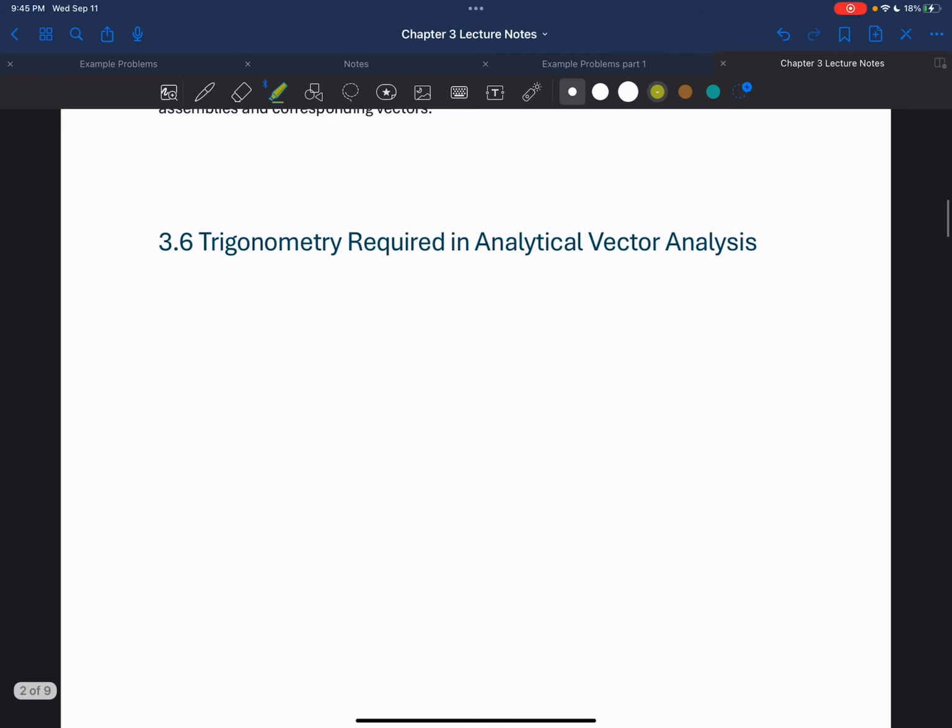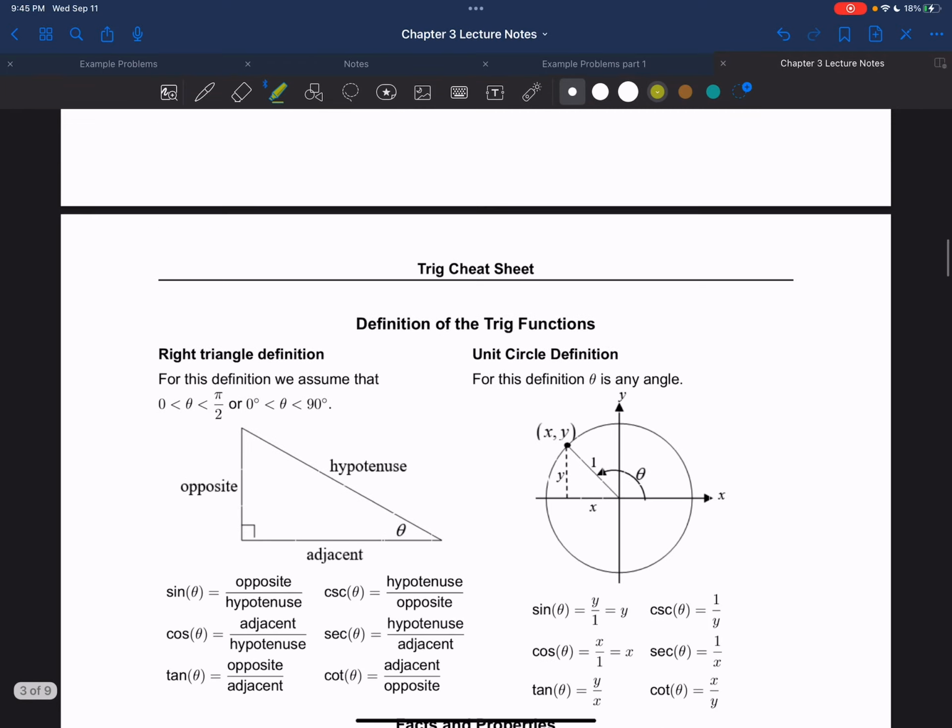All right, 3.6. There's a lot of trig required. This should be no surprise. It's vectors. We're going to be turning them into triangles. What I've inserted in here is the trig cheat sheet. I believe this is at the top of the kinematics course in Moodle. I'm saying that now, I will check. If it's not, I will upload it in there.